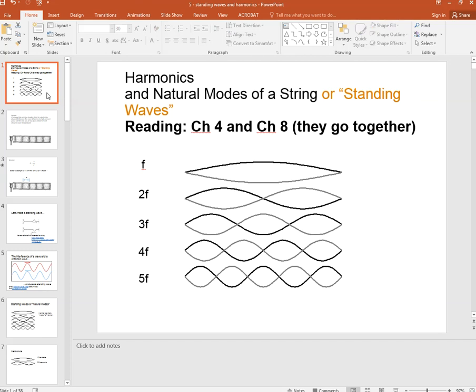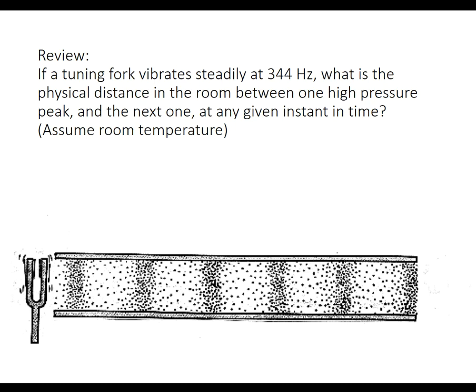Okay, so the reading is chapter 4 and chapter 8. These two go together. But first, let's just practice. This is a good review question for us. If a tuning fork vibrates steadily at 344 hertz, what is the physical distance in the room between one high-pressure peak and the next one at any given moment in time? I'd like for you to stop and work this one out.